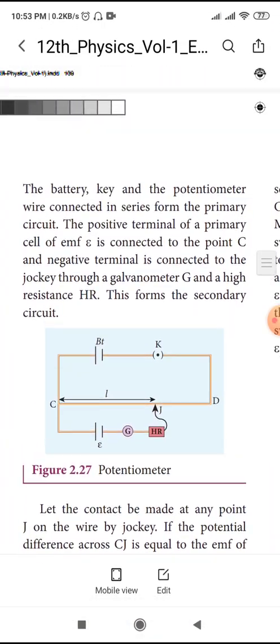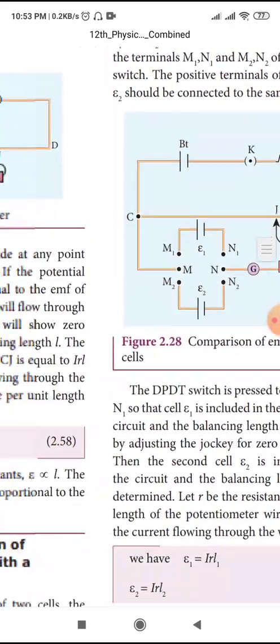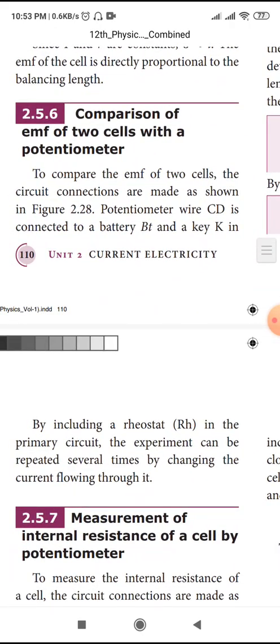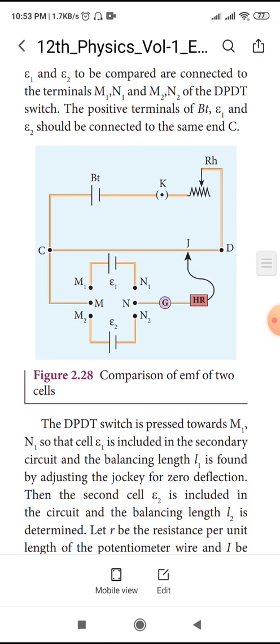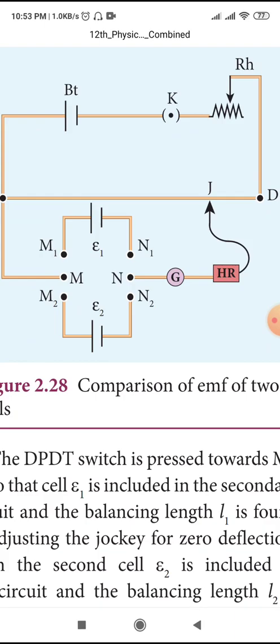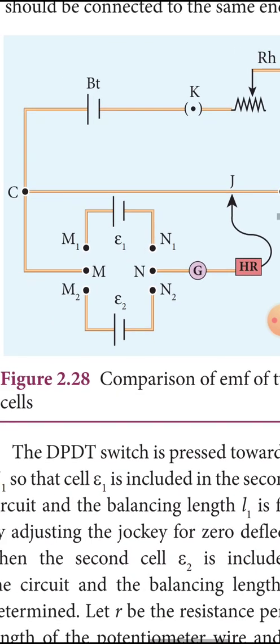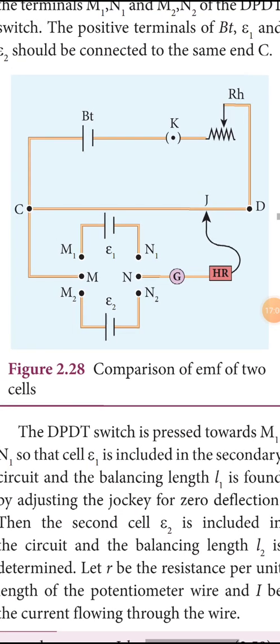So in potentiometer you have to read for 3 marks the principle of potentiometer, and next comes the comparison of EMF of two cells with the potentiometer. So you have this circuit diagram. One EMF is epsilon 1, you can take it as E1, and the other EMF is E2. You have to compare E1 and E2 using this circuit. So C and D is nothing but a potentiometer.